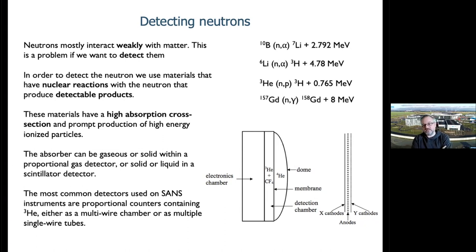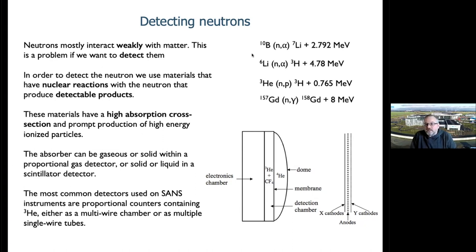And then the gadolinium detectors work in a similar way. They generally produce a gamma ray, which can be used to ionize gas and measure where the neutron was detected. In general, lithium and gadolinium are used in their solid state. As I said, helium is obviously gaseous in this case.